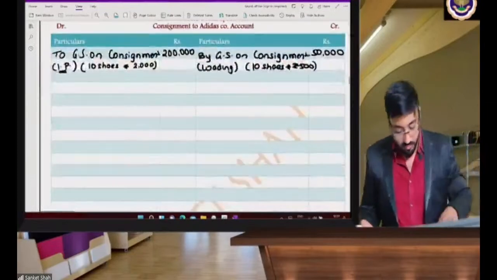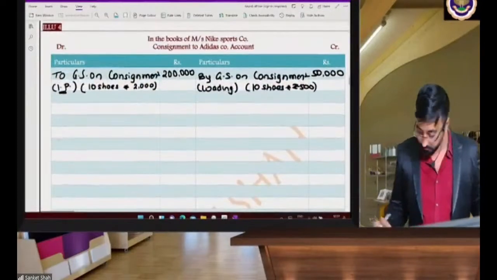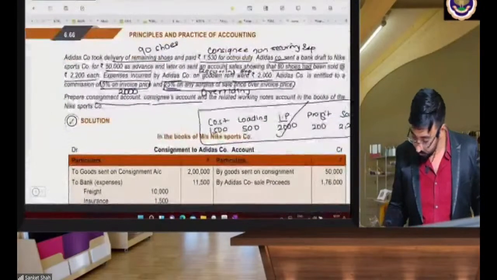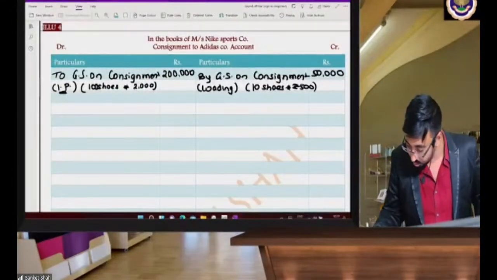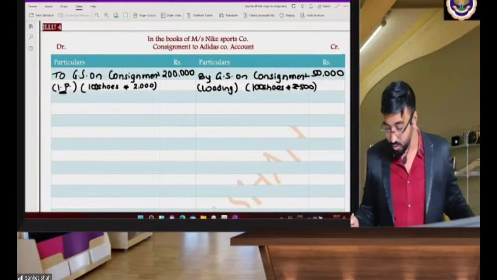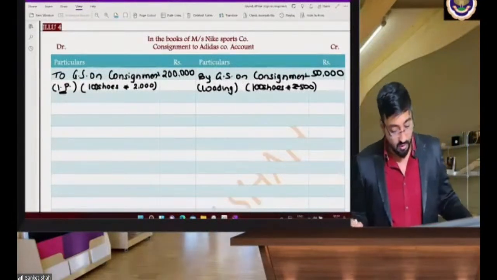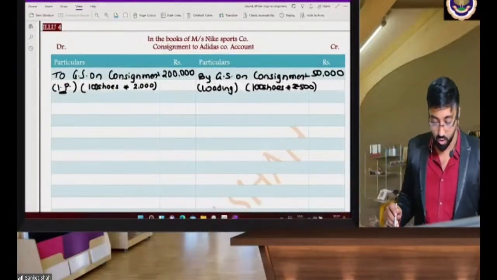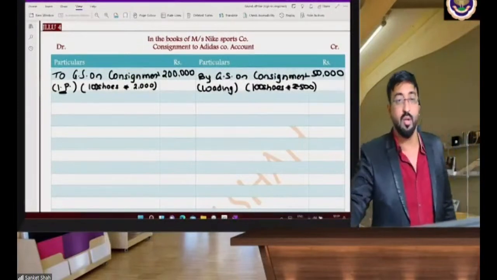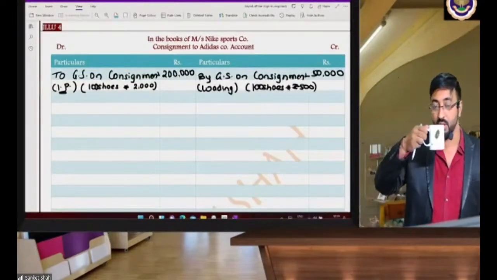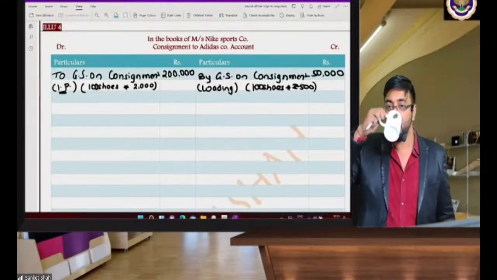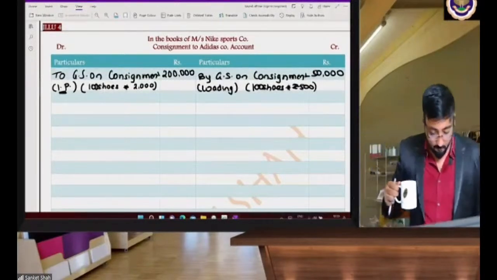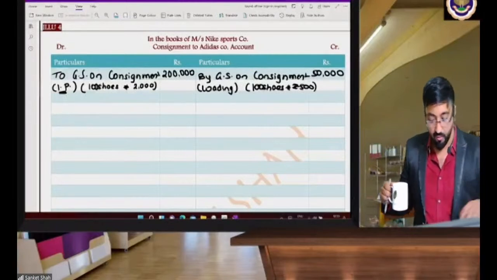So to goods sent on consignment. Oh, sorry. 100 shoes, beta. 100 shoes into 500. Yes, sorry, 100 shoes, not 10 shoes. Answer is correct. Only calculation mistake of writing 10 shoes.